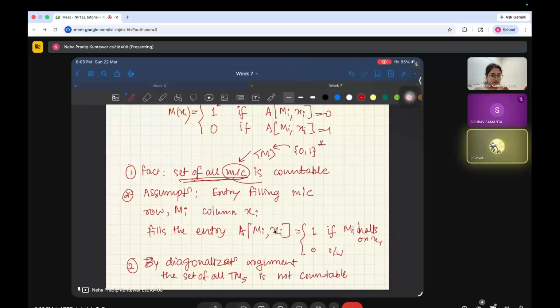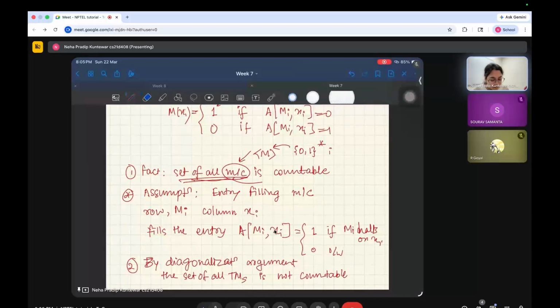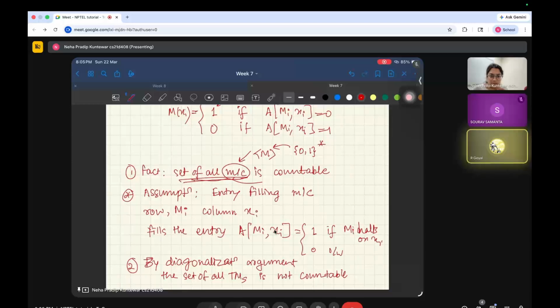But then this Kleene closure itself is infinite. Sigma star is countable, right? It is infinite, but it is countably infinite. Oh yes. So you mean to say that the set of machines is countably infinite. Yeah.